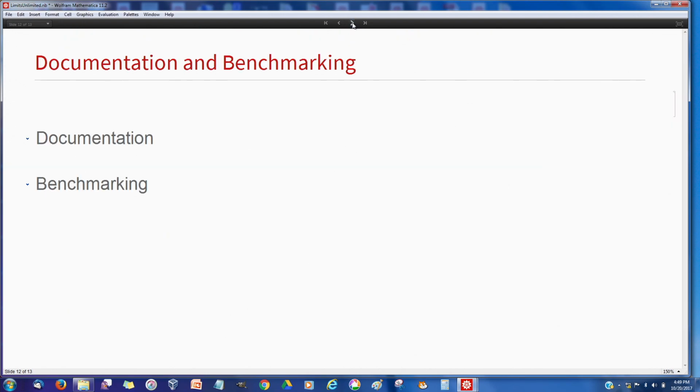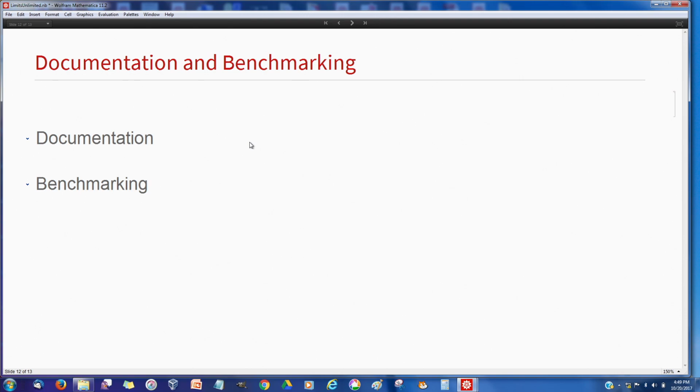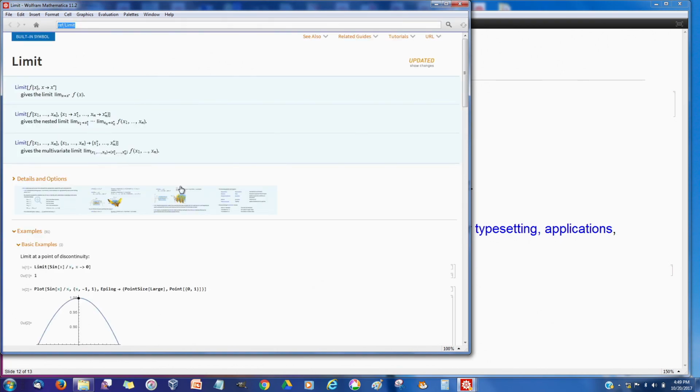Okay, so I'll now pull back and look at the whole limit functionality. We have really worked hard. When I say we, it's really ITA in this case, who's worked very hard to make the reference page for limit, discrete, etc. really modern and up to date. And so if you look at the limit page, it's completely redone.